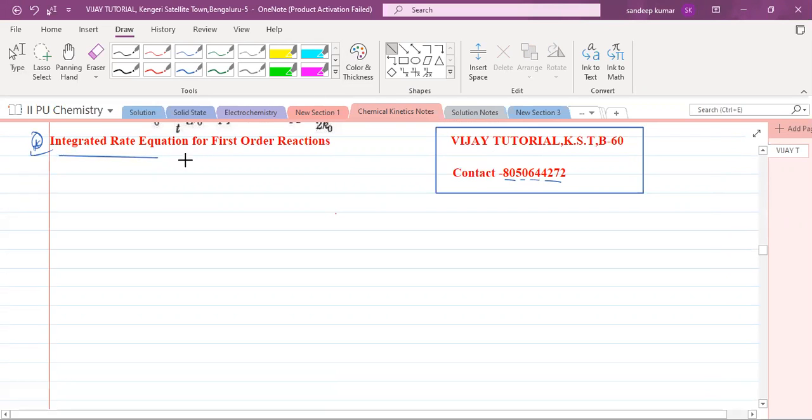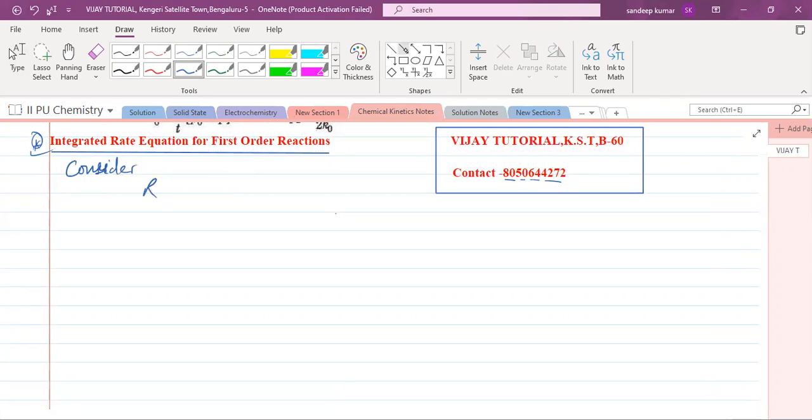So students, I am going to explain one very important concept in this video: the integrated rate equation for first order reactions. Here we consider some reaction, reactant to product. One reaction we are considering.